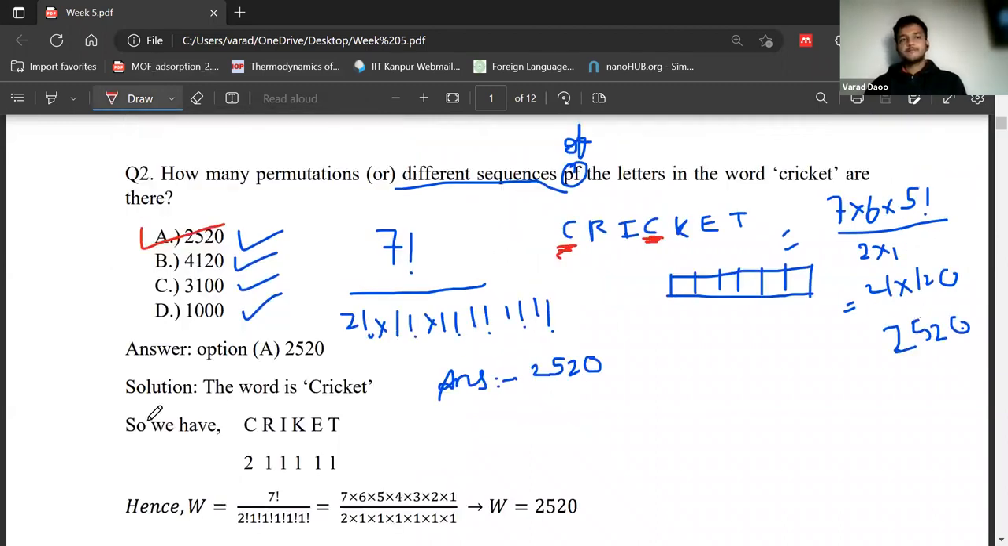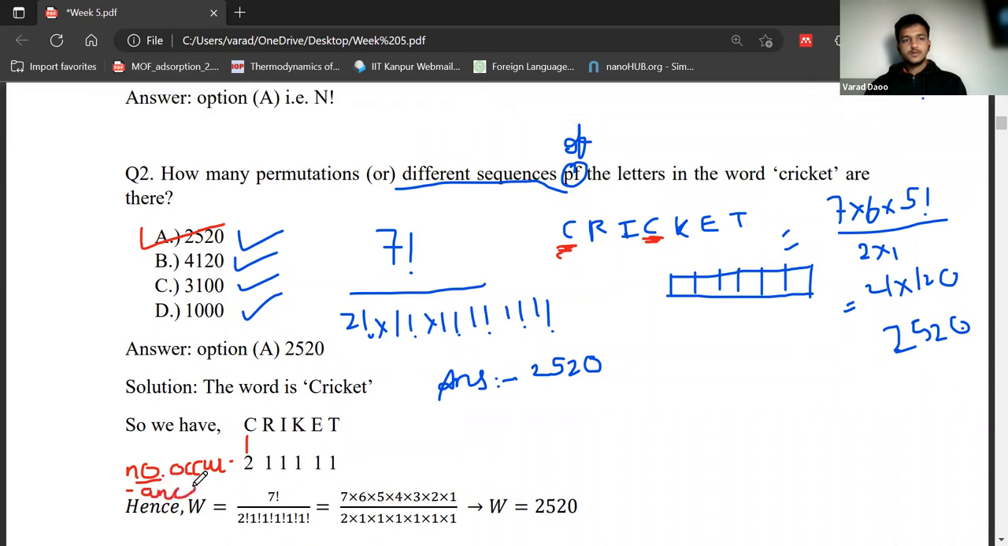Okay, here you can also see, the word is CRICKET. So this represents the number of occurrences. C has come 2 times, R has come 1 time, I has come 1 time, K has come 1 time, E has come 1 time, and T has come 1 time.